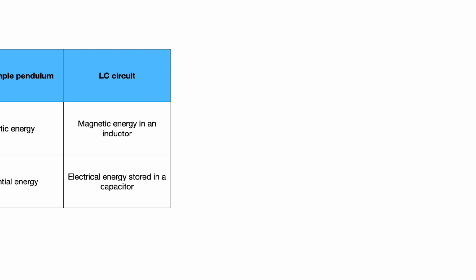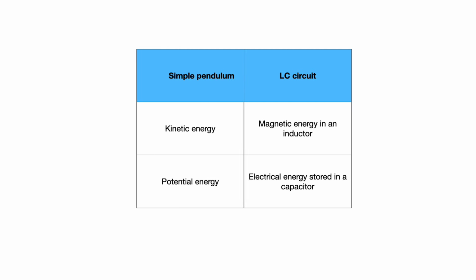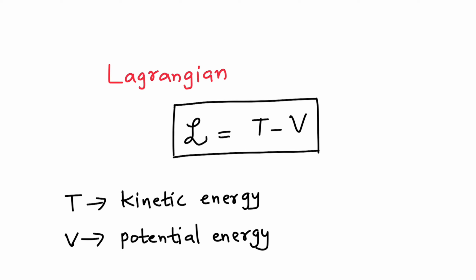In both mechanical and electrical systems, two kinds of energy are involved, one associated with motion and the other with position. For a simple pendulum, these are kinetic and potential energies, while for an LC circuit, they are magnetic and electrical energy. If you take the difference between these two energies, you will get a new quantity called a Lagrangian.